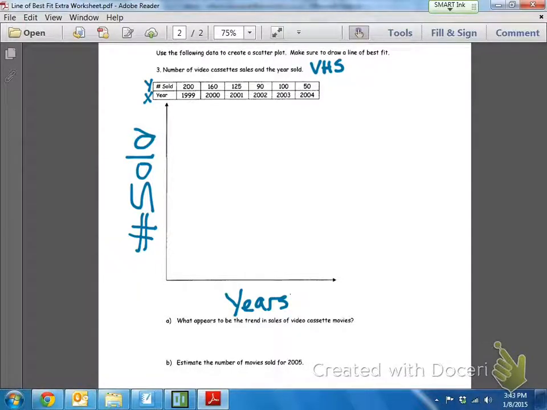So for years, again, we can start right here in 1999. So I'm just going to put 2 digits, 99, 2000, 2001, 02, 03. I really didn't space this out well. We'll extend a little bit, 04. Okay. All right, and then let's see, number sold, 200. So 200 is my tallest. It looks like it goes down to 50. Might as well go by 50s, why not? So we'll do 50, 100, 150, 200.